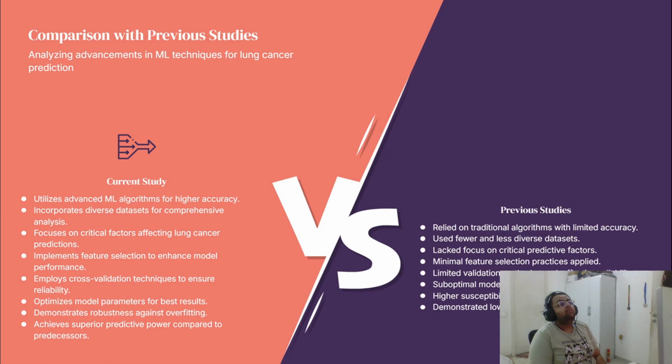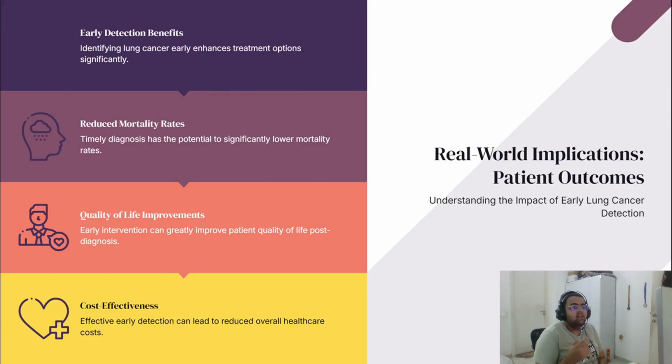So in comparison with previous studies, the research paper that we chose utilizes advanced machine learning algorithms for higher accuracy. We've also employed cross validation techniques to ensure reliability, which demonstrates robustness against overfitting that we have checked. Previous studies have used fewer and less diverse data sets and lacked focus on critical predictive factors and had higher susceptibility to overfitting issues. So we can now look at the real world implications of our project.